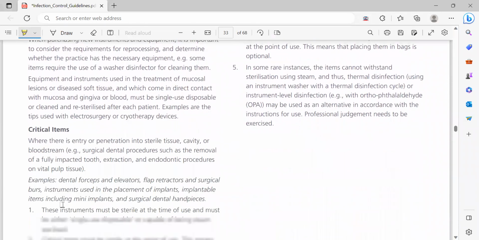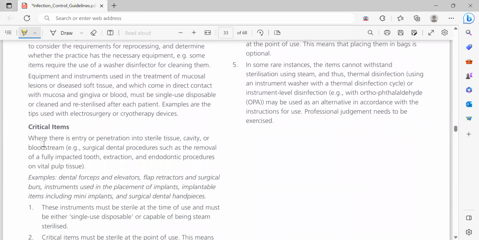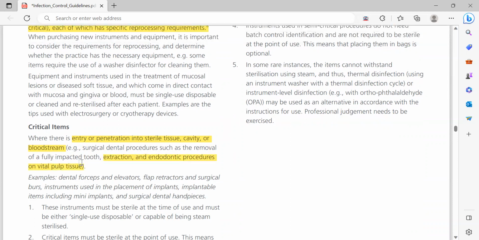Okay, so first the critical items. These are the items which have entry or penetration into the sterile tissue cavity or the bloodstream. For example, surgical dental procedures, the removal of an impacted tooth, extraction, endodontic procedures on vital pulp tissues. So we need to make sure that these things are sterile at the time of use because we do not want any bacteria to go with them. We cannot use them if they are not sterile.